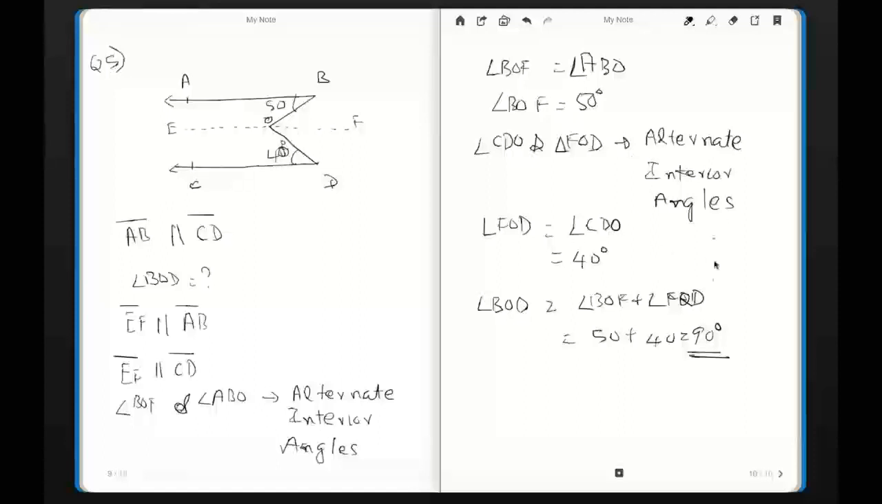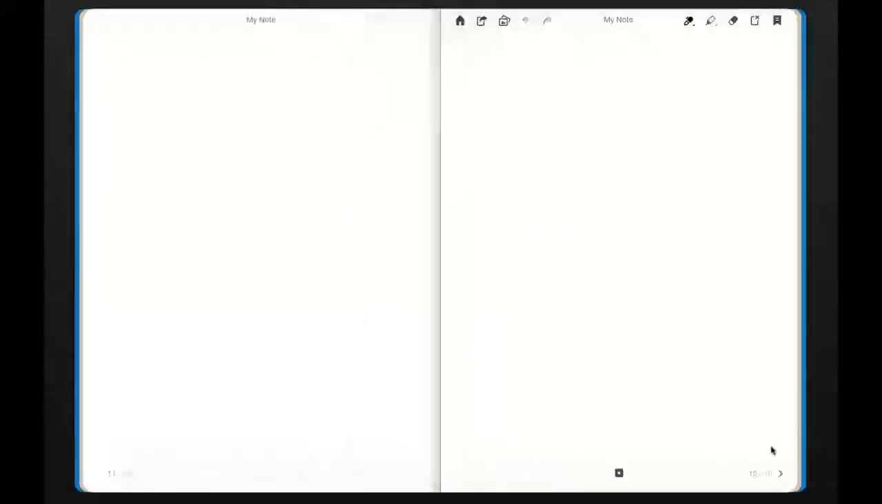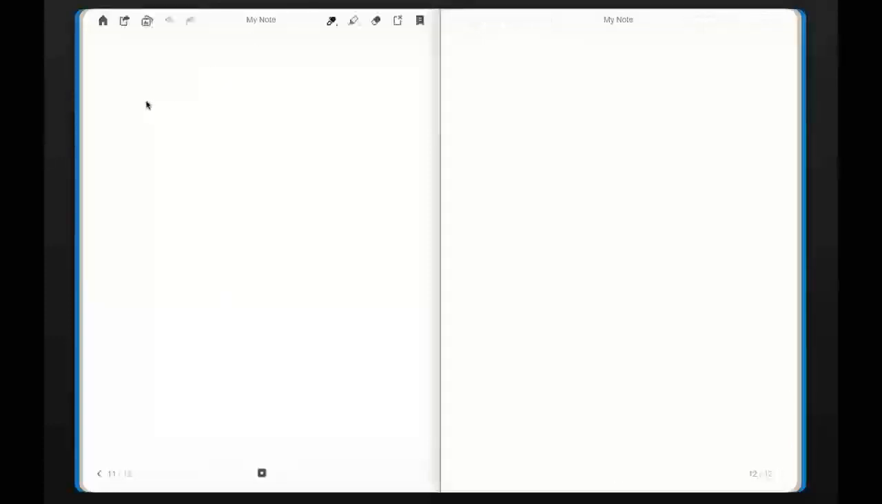Okay, now let us look at the next problem. We have a quadrilateral. What is a quadrilateral? A quadrilateral is nothing but a polygon with 4 sides. Rectangle, parallelogram, rhombus, and square are all examples of quadrilaterals.